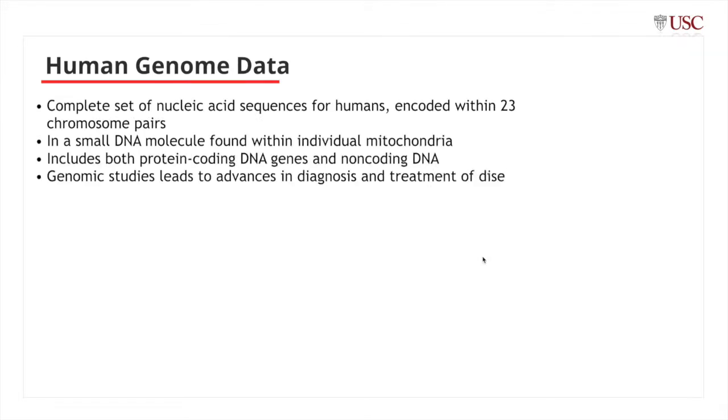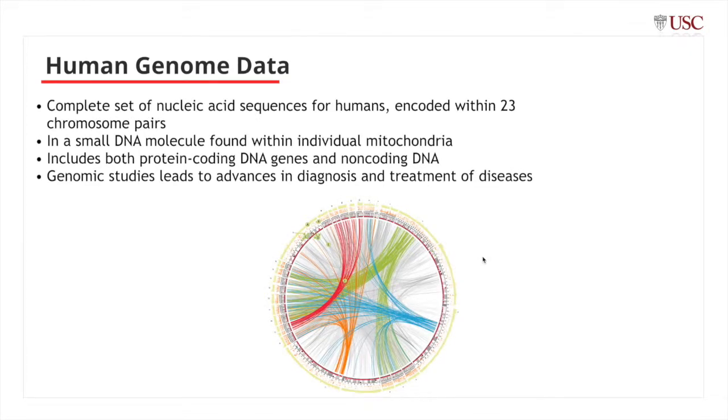Human genome data. Now we all know that we're all made up of proteins, small protein samples, which are called DNA, deoxyribonucleic acid, which has data about our ancestry, our characteristics, and whatnot. So it's a sequence of nucleic acids, which has 23 chromosome pairs, and it is the smallest DNA molecule found within individual mitochondria in our cells. Genomic study leads to advance in diagnostics and treatment of diseases.